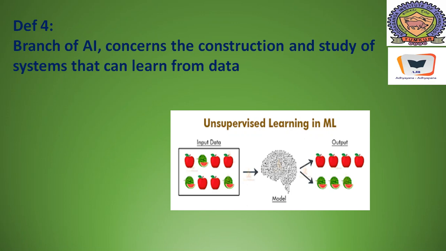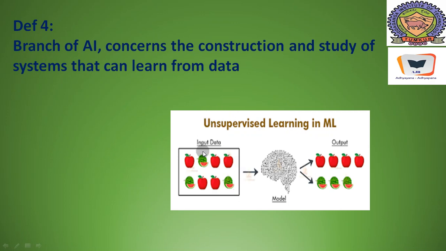Definition 5 actually says, it is a branch of AI which concerns the construction and study of systems that can learn from data. Of course, machine learning is basically a method of data analysis that automates the building of a mathematical or analytical model without explicit programming. Such models can learn from the data for themselves, identify the patterns, and make decisions with minimal human intervention.